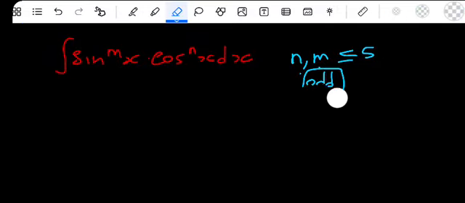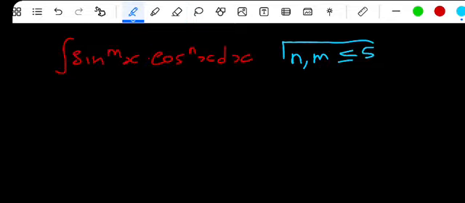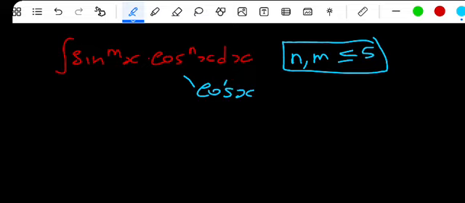Just take note: if you are given this scenario with different exponents, you are supposed to know how to go about it. The aim is to convert one of the two to become a cos factor or a sine factor, to simplify this so that one of them has an exponent of 1.